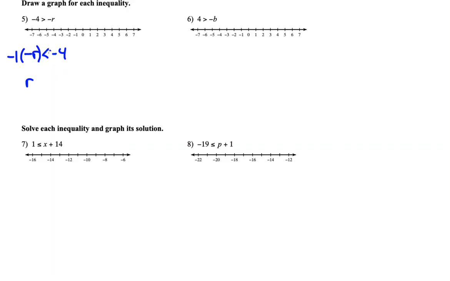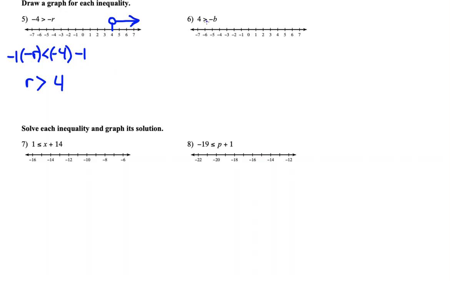But if I multiply the left side by -1, I have to multiply the right side by -1 as well. So -4 times -1 is just going to be 4. And instead of being less than, because I multiplied by a negative, when you multiply or divide by a negative, you flip the sign around. So instead of -r being less than -4, it's going to be r is greater than 4. And so it would be 4 that is open because 4 does not count. And r is greater than that. So it's all the numbers bigger than that like that. So that would be our graph.